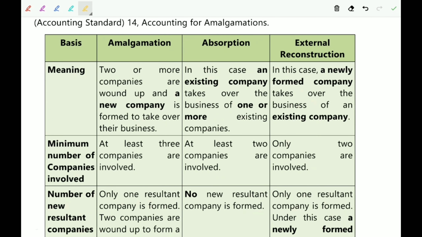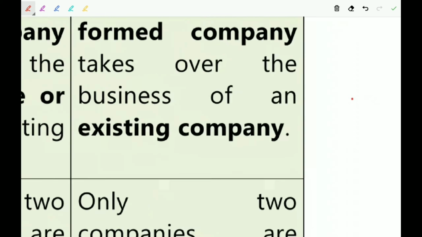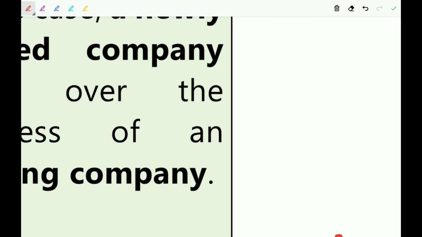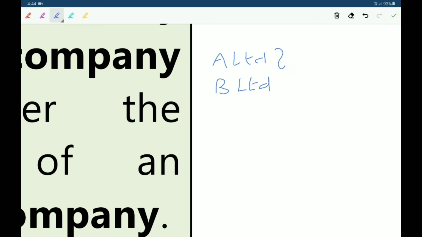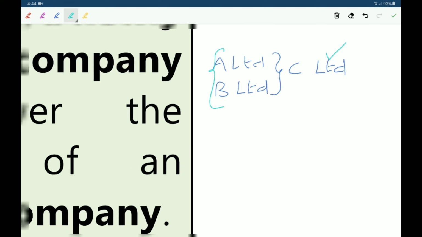Amalgamation. In amalgamation, a new company is formed from two or more existing companies. For example, A Limited and B Limited both are formed as C Limited. This is amalgamation. A new company is formed from two or more existing companies.